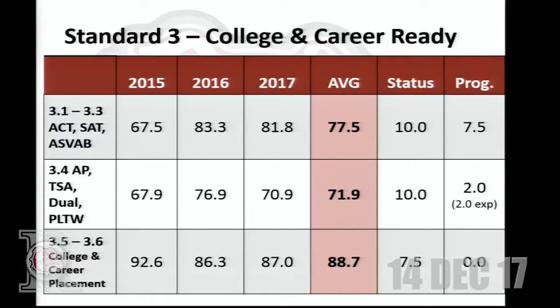The bottom area, 3.5 through 3.6, is college and career placement. For this, students earn a point if they go to post-secondary education, post-secondary training, to the military, or if they are career and technical completers, in other words, taking a 3-hour sequence or more and entering the workforce. Our 2017, we had 87% of kids who did those things for a 3-year average of 88.7. If you look on the chart I provided you, the 2020 target is 90.